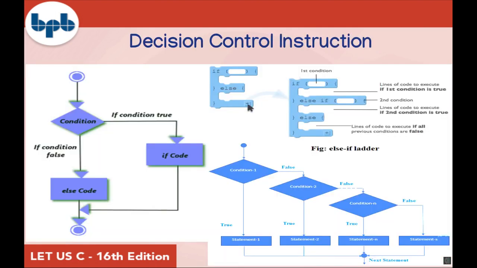The decision control statements are decision-making statements that decide the order of execution of statements based on conditions. In the decision-making statements, the programmer specifies which conditions are to be tested, with the statements to be executed if the condition is true or false. C has two major instructions, if-else statements and switch statements.